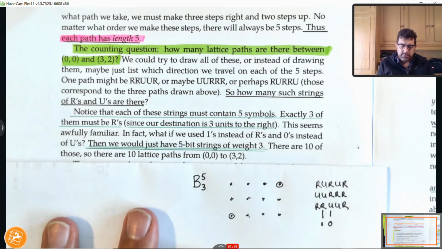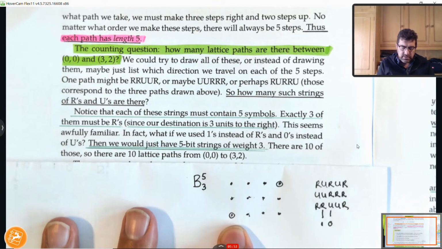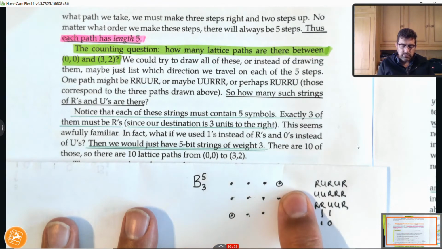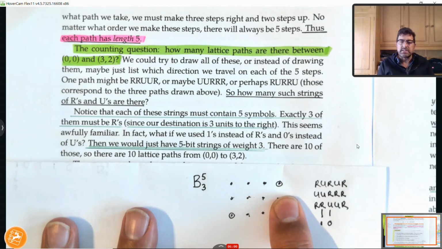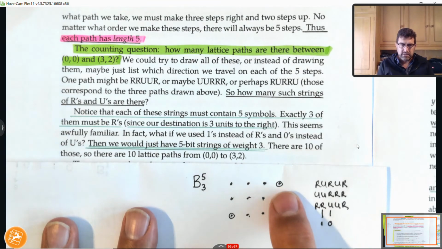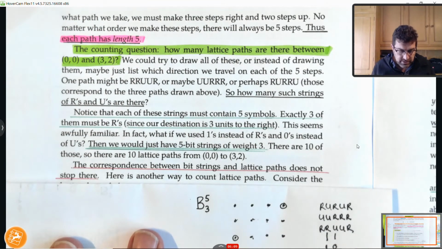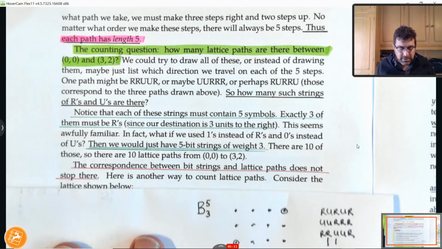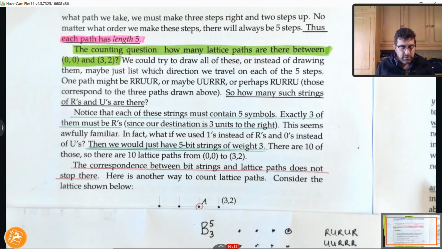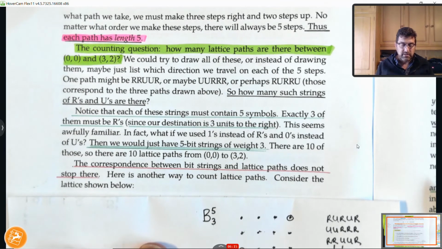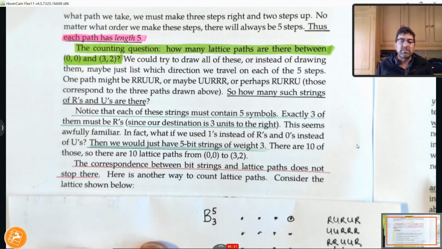So what does it mean? There are 10 paths, shortest paths by the way, to go from 0, 0, which was located there, to 3, 2 on the lattice. That is where my finger is at the moment. Okay, so the correspondence between bit strings and lattice paths does not stop here, folks. Here's another way for us to count the lattice paths.